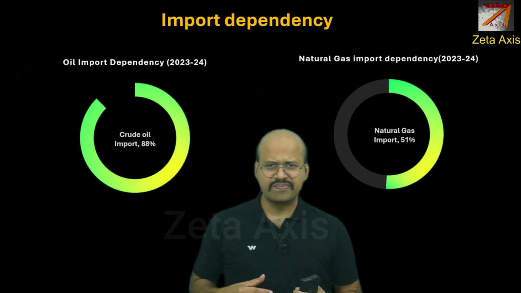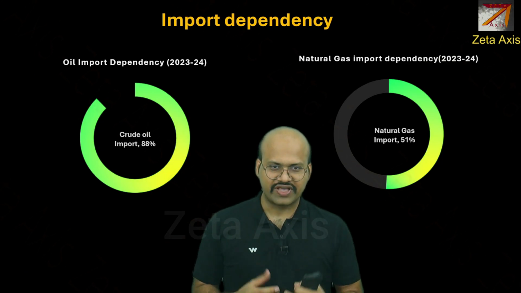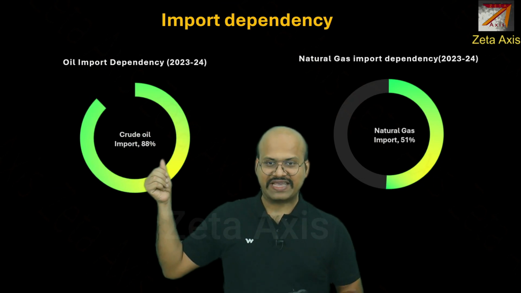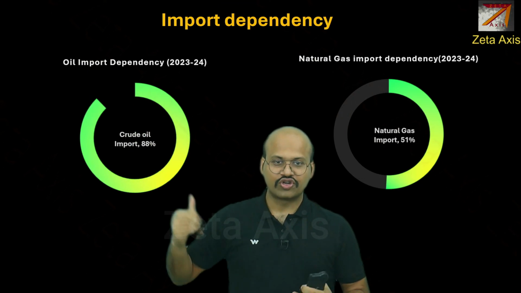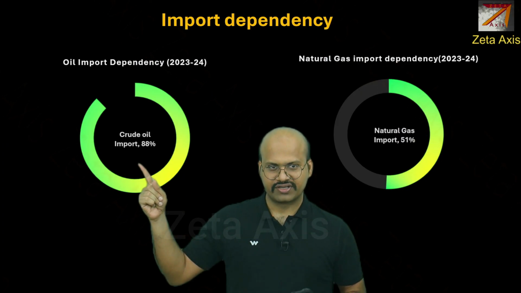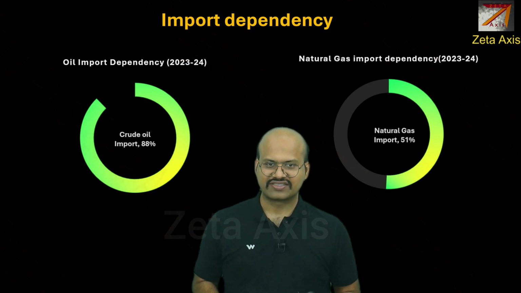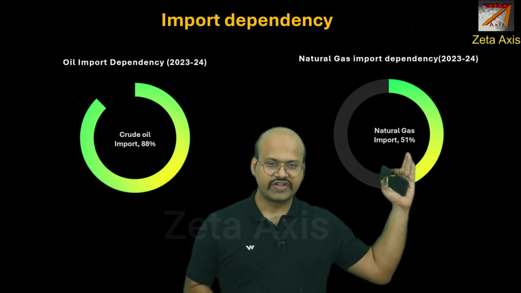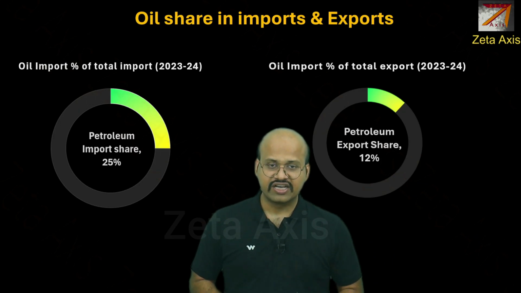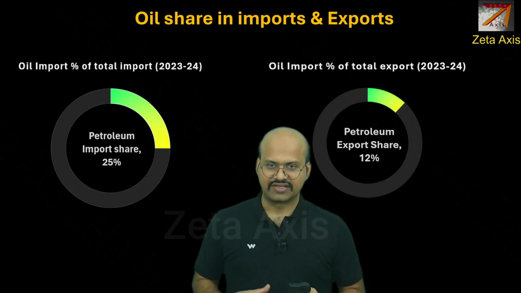Now if we see the import dependency, that is, of the total consumption, how much we have to import. So for oil, our import dependency is 88%. So of the total oil that we consume, 88% is imported. But if we see natural gas, then of the total natural gas that we consume, only 51% is imported. Then let's see the share of oil in import of our national imports.